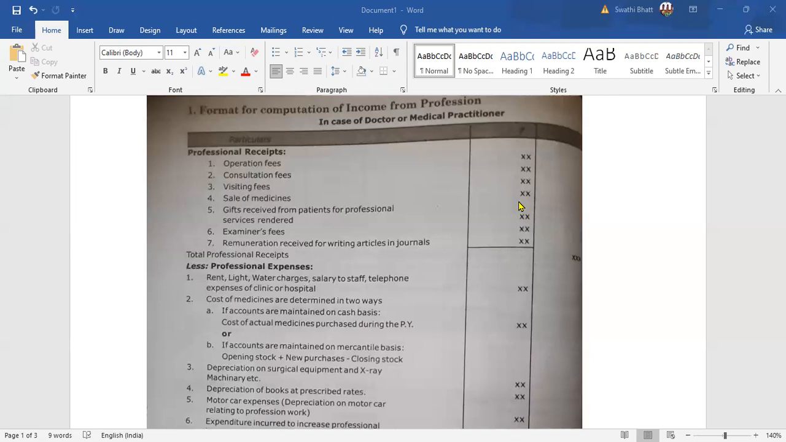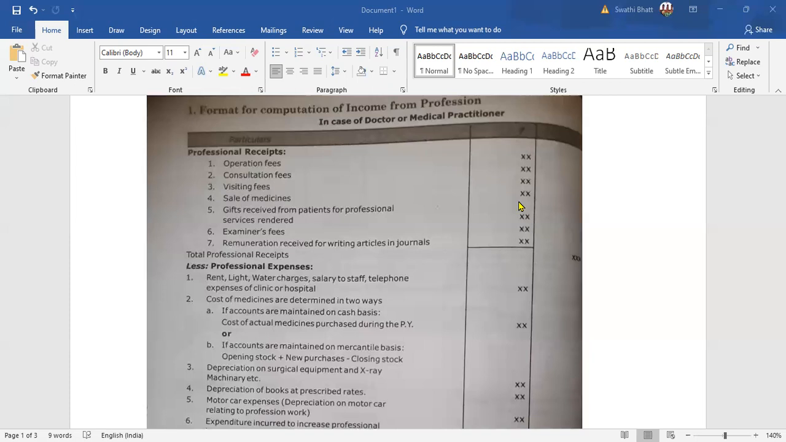income out of it. The next one, if the patients of the doctor give some gifts for the service that has been rendered, examiner's fee, and there are so many journals which are related exclusively to the doctor profession. So if they write in those journals and earn remuneration, that also becomes the professional receipt. Then we are talking about professional expense.